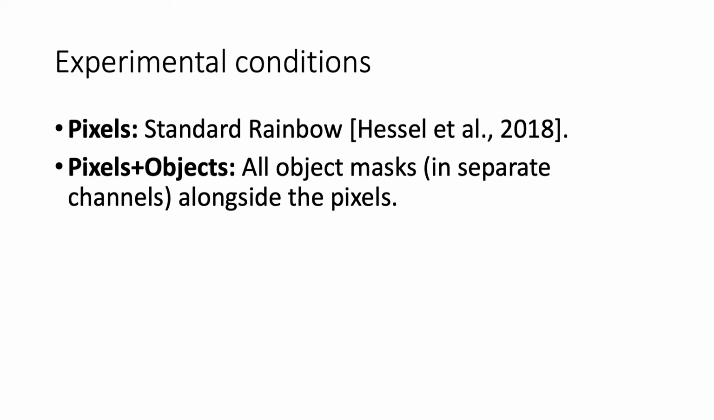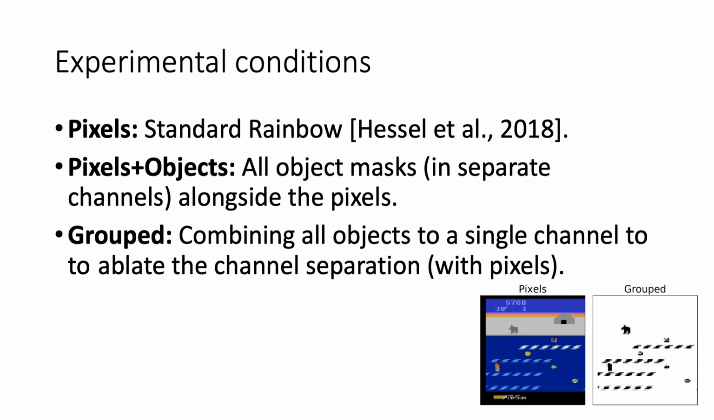Pixels is a standard Rainbow model by Hessel and colleagues, at the time the state-of-the-art in model-free deep reinforcement learning. In Pixels and Objects, we also pass all of the object masks you saw before, each in a separate channel alongside the pixels. Finally, in the condition we call Group, we combine all of the objects into a single channel, as you see here on the right, in order to ablate the importance of separating into separate channels.